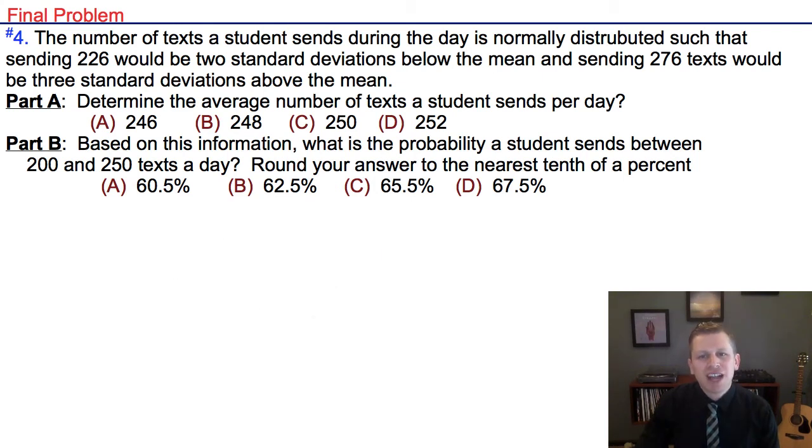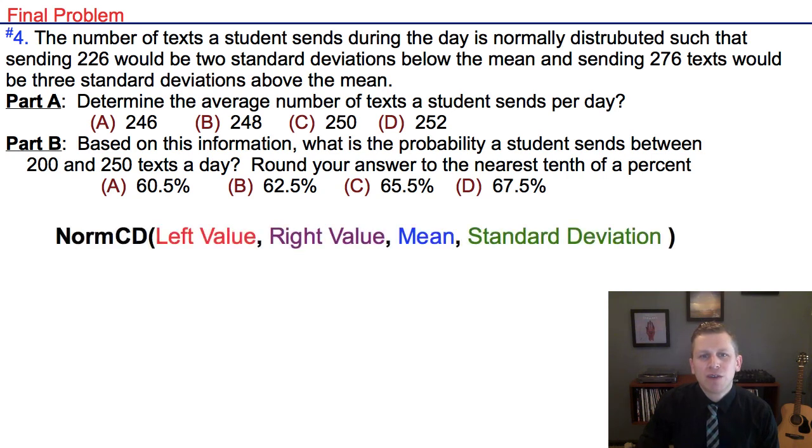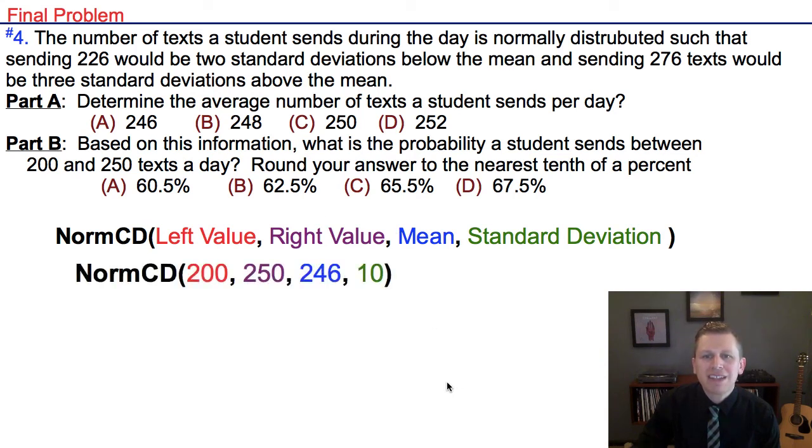Using this information, I can answer part B. For part B, I'm going to use my normal CDF function. Here, I know my leftmost value will be 200 text messages, and my rightmost value will be 250 text messages. We learned in the earlier part of the problem what the mean and standard deviation were. We said that the mean was 246 with a standard deviation of 10. Plugging that into a graphing calculator, I find the probability.